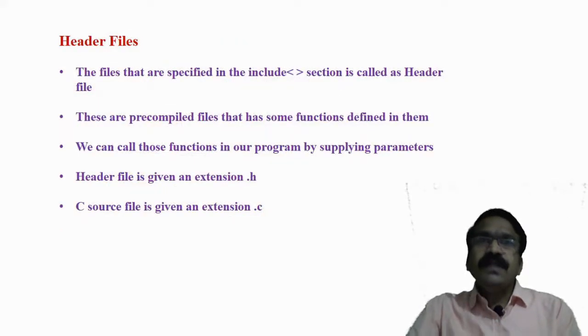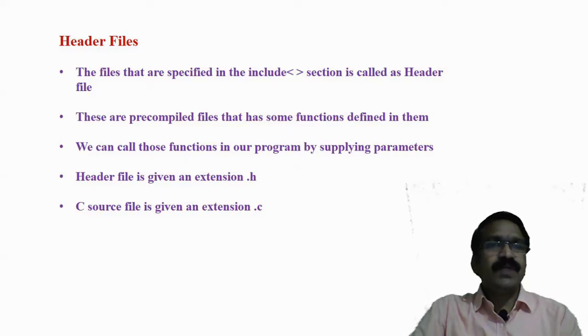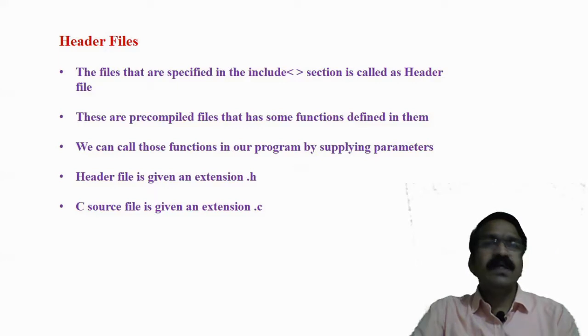Now we will see these pre-compiled files that have some functions defined in them. We can call those functions in our program by supplying parameters, and header files are given the extension .h. And for the C source file, whatever code we write in the C programming language has the extension .c.